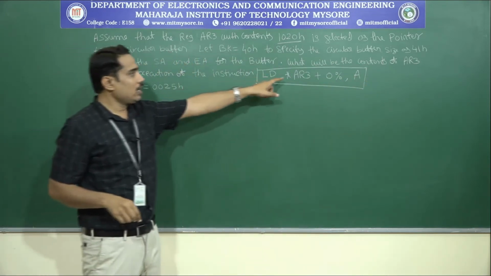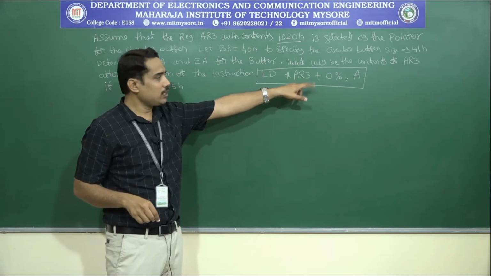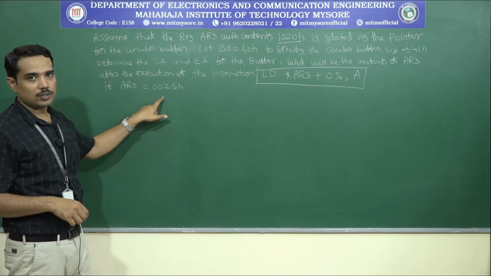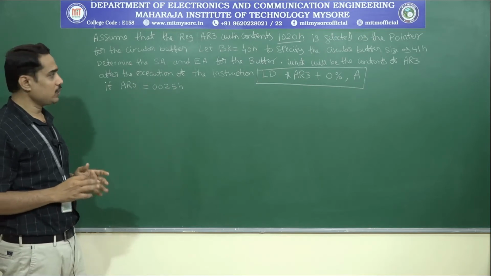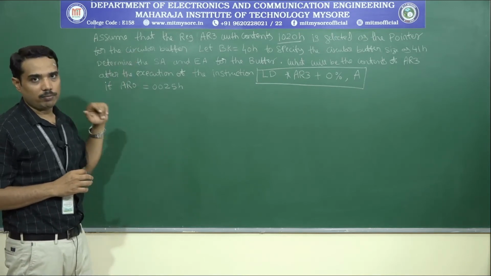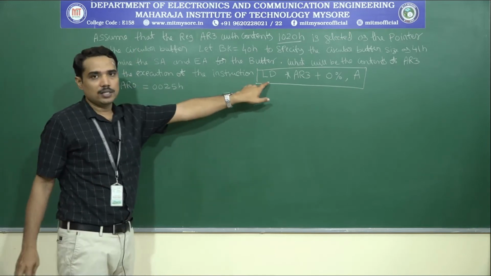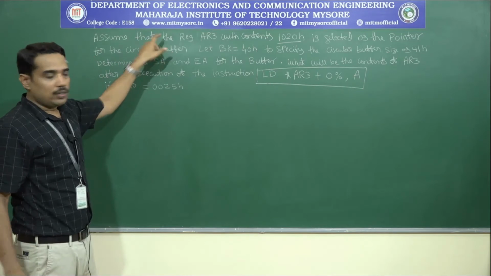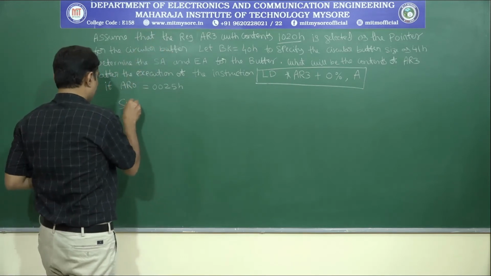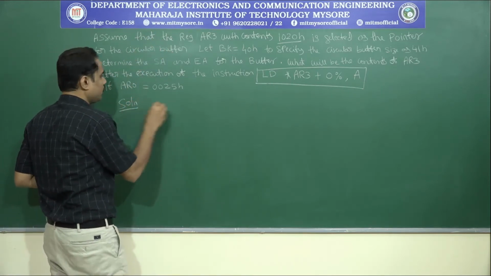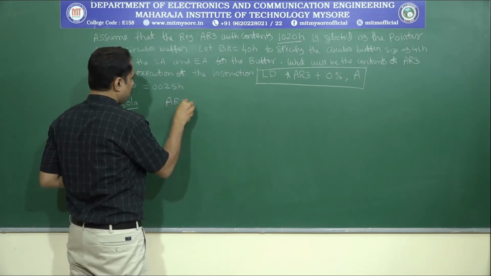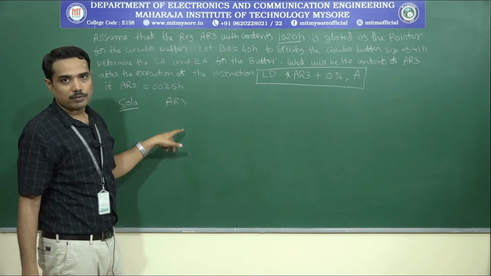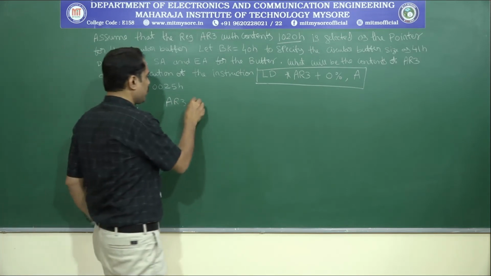Load star AR3 plus 0% comma A, if AR0 is equal to 0025H. Now first try to work out the first part of the problem, and later on we can solve for the instruction part. We know that AR3 is an auxiliary register.